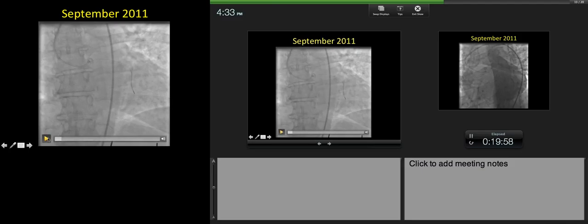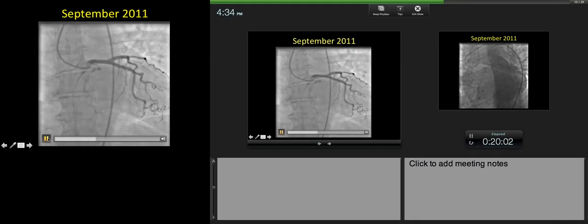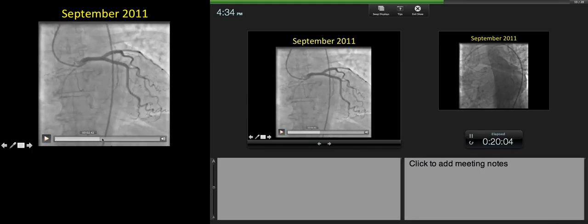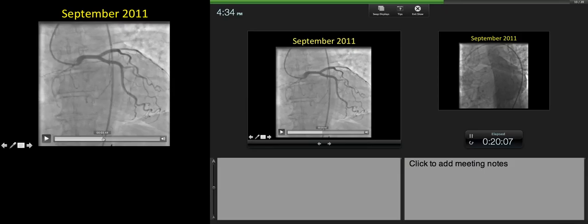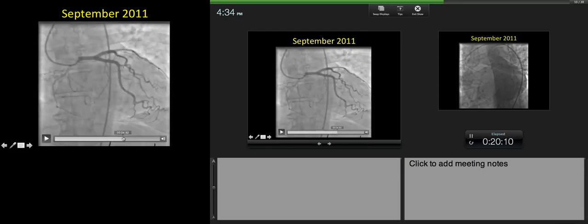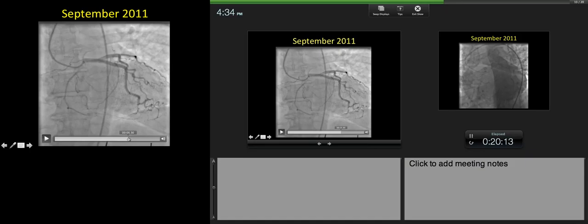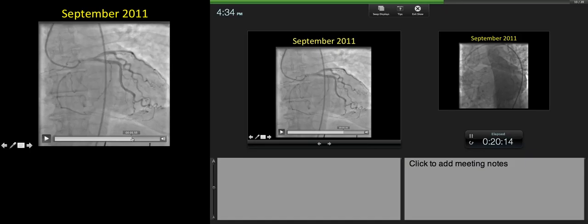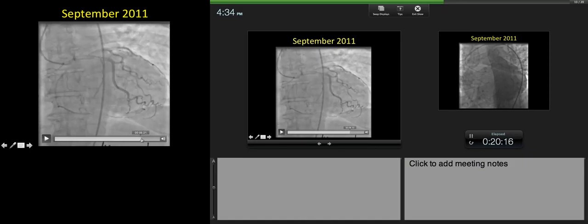Eventually, you will see here only two pictures. It became clear that the right coronary artery filled well, but only late, on September 2011. Also, the stents, the double stents, are evidently very small.